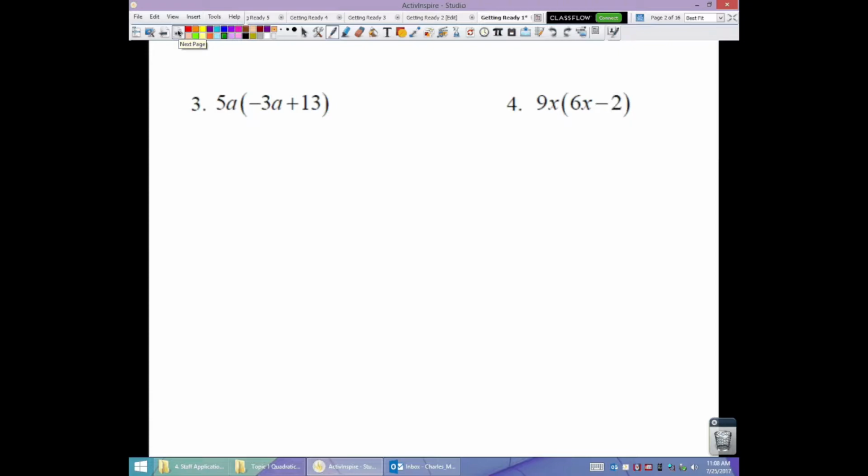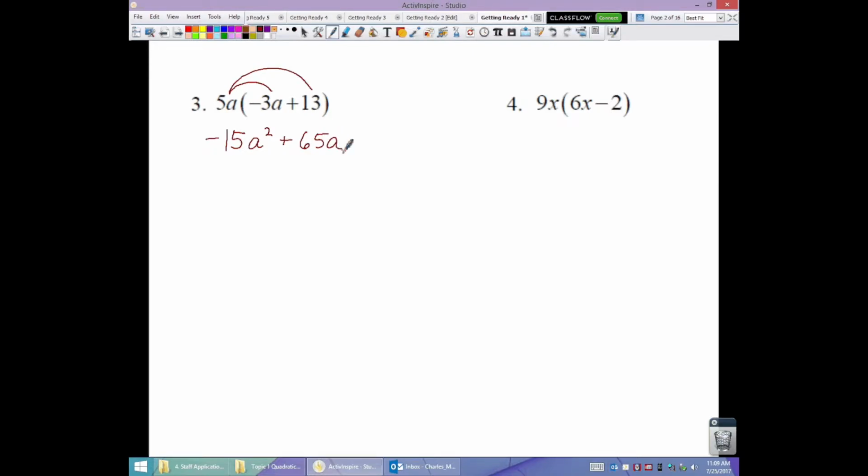Okay, now these last 5 problems are really the reason why we're doing distributive property again, is to practice or remind ourselves how we deal with variables times other variables. So 5a times negative 3a. The 5 times negative 3 is negative 15, but then you're also multiplying a times a, which is a to the second power. Okay, then when you distribute 5a to 13, 5 times 13 is positive 65, and then you just bring the a along.